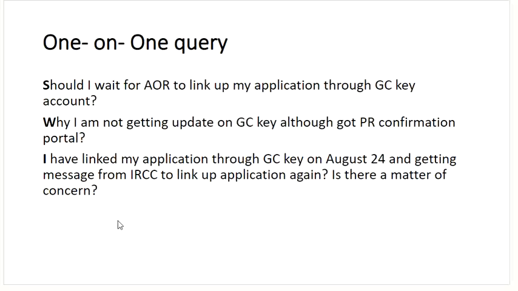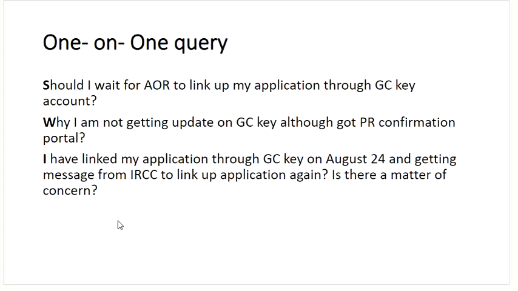101 query. Today, the first query was, should I wait for AOR to link up my application through my GCKey account? Well, you don't have to wait for that. This is how it actually works. Say you applied on May 6th: you will not be able to link up your application in May or even in June. You will be able to link it up by August or September, and a lot of you might have experienced that, because by this time the IRCC visa officer has already uploaded your information on the system. In case you have not been able to link up, don't worry about it. Your information has to be loaded by CN, the centralized network.